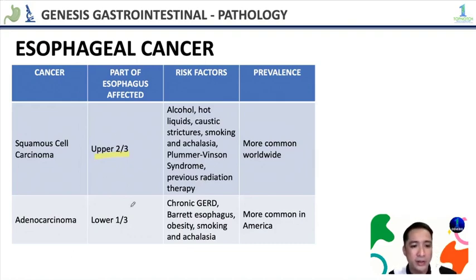How about adenocarcinoma? Adenocarcinoma affects the lower one-third of the esophagus, and most commonly it is attributable to chronic gastroesophageal reflux disease with Barrett's esophagus, smoking, obesity, and achalasia. And theoretically, this is the most common cancer in the United States, your esophageal adenocarcinoma.